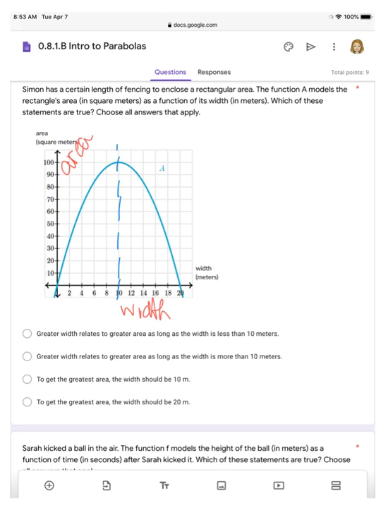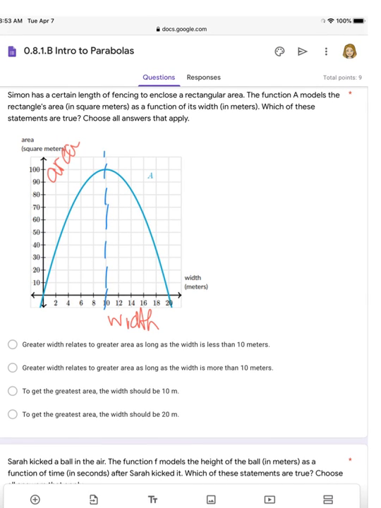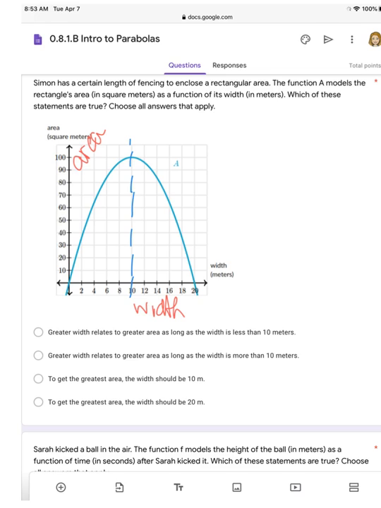That's where your axis of symmetry is. So the graph's divided in half at x equals 10. When we talk about the graph, the area is going to increase until it reaches this maximum point up here. And when it reaches that maximum point at the vertex, it will then start to decrease.